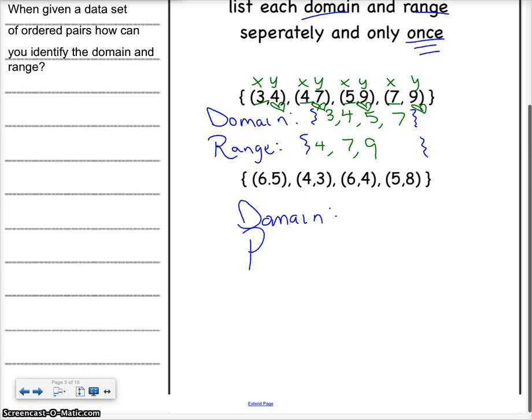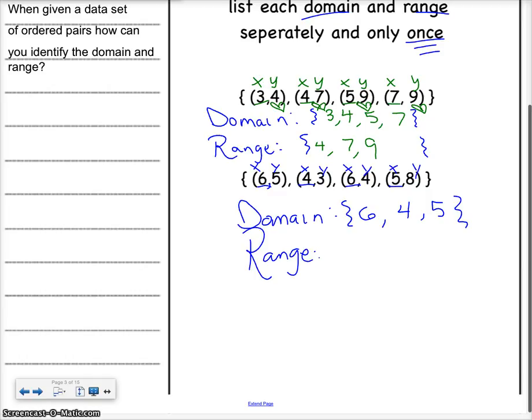Domain, range. Is domain x or y? It's x. X is first. Oh, this should be a comma. X, y, x, y, x, y, x, y. So my x's are first. So I have a 6. I have a 4. I have another 6. Do I write it down again? No, I do not repeat it. So I scoot on and I have a 5. That's my domain, my x's.